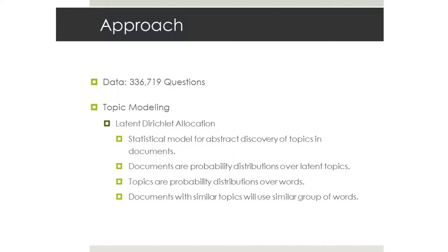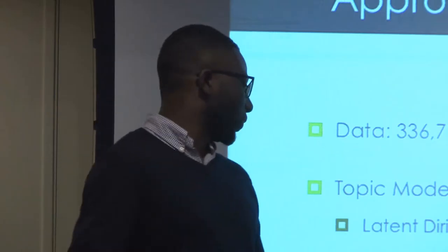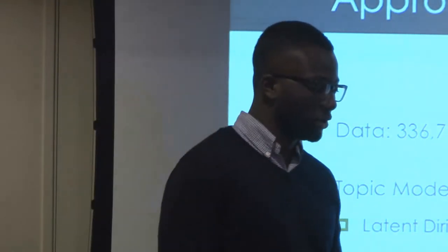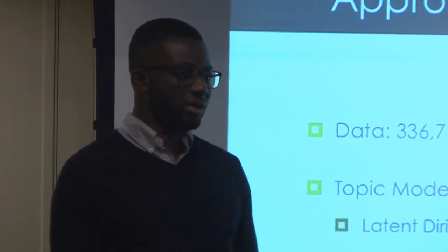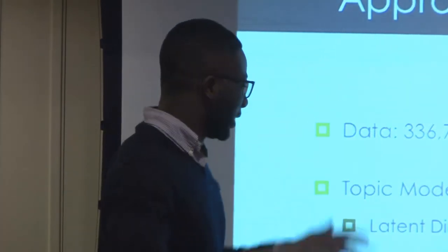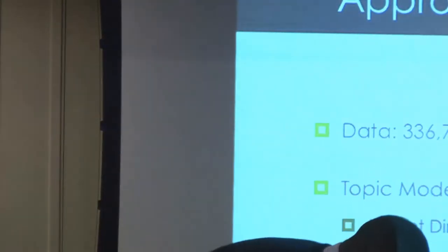For topic modeling, we used an algorithm called latent Dirichlet allocation. It's basically a statistical model for abstract discovery of topics in documents. What it assumes is that documents are probability distributions over latent topics, and topics are probability distributions over words. So documents with similar topics use a similar group of words. For instance, let's say you have a document from a science magazine versus a football magazine. There are specific words that will appear in the science magazine that wouldn't in the football magazine. So that's the high level meaning.